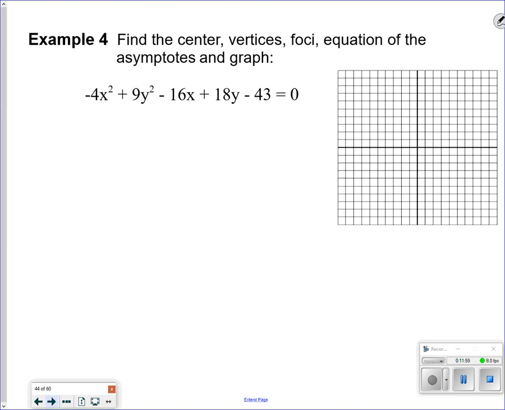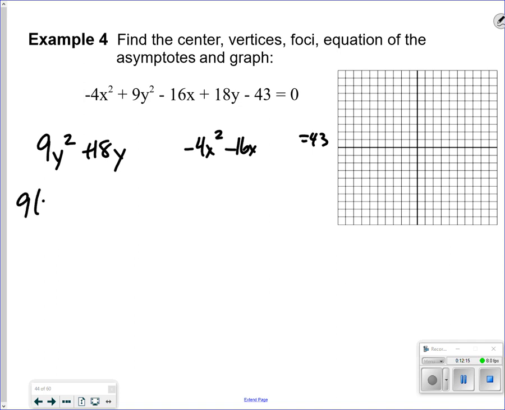Last example of the day. I'm going to go 9y squared. I would go ahead and hit pause on this one. See if you can do this one by yourself. All right, we'll keep going.